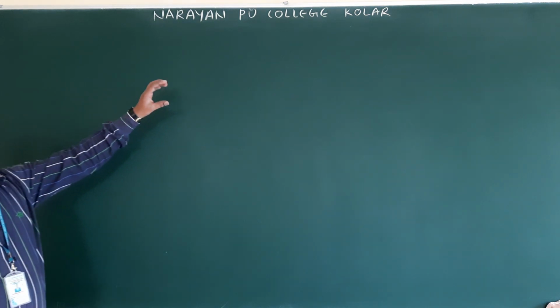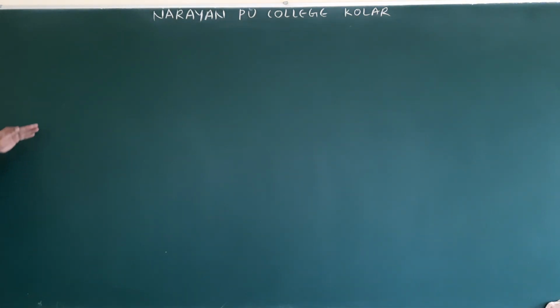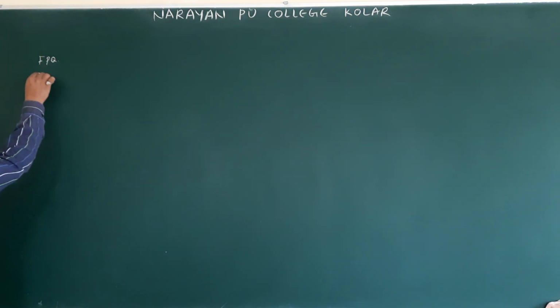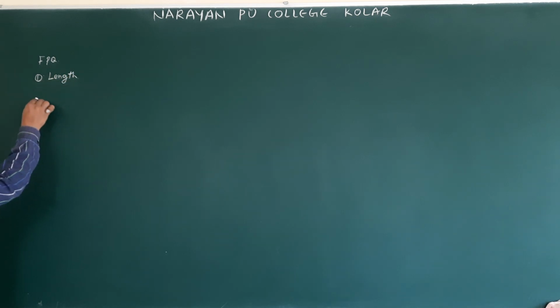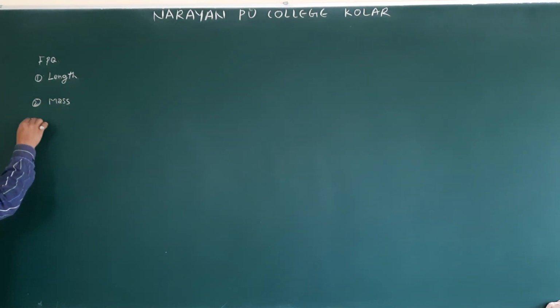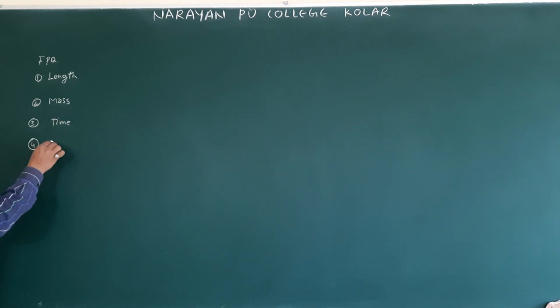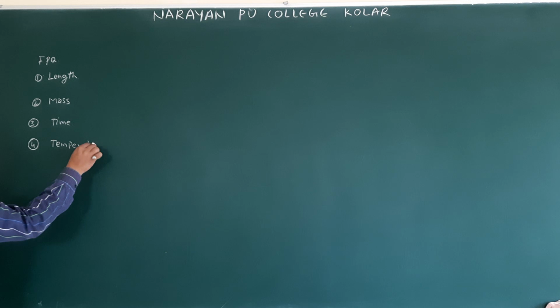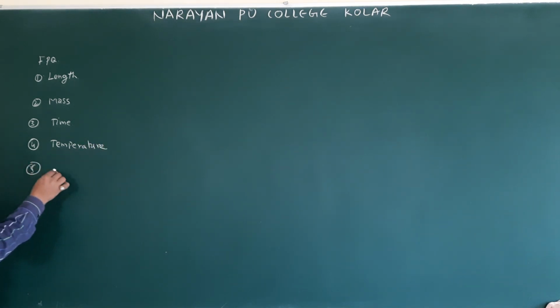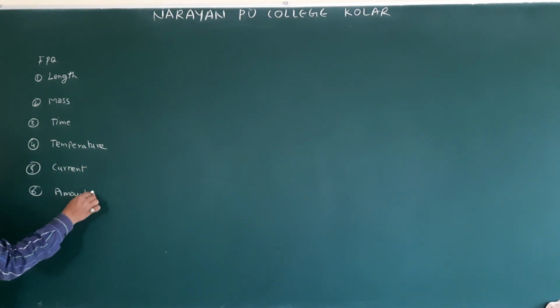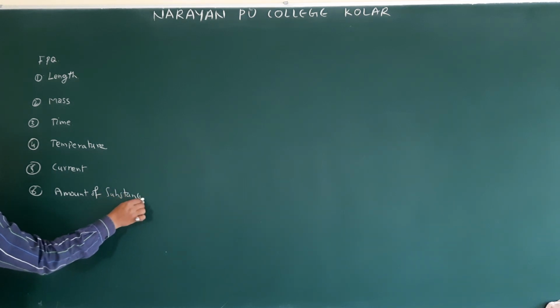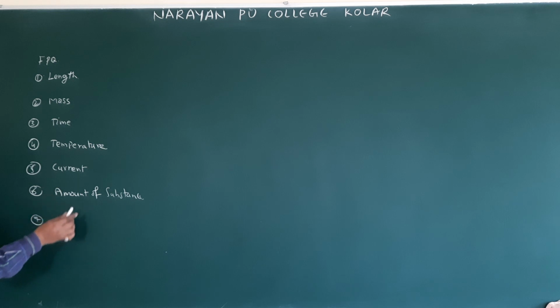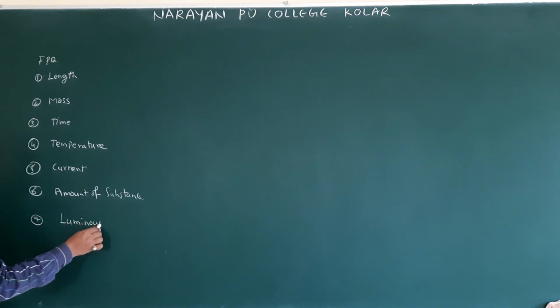So now we saw CGS, MKS, FPS systems of units. Now we will see what the fundamental units are, because fundamental physical quantities you already came to know. So what are those fundamental physical quantities? First one is length. Second one is mass. Then time, temperature, current, amount of substance, and the last one, luminous intensity.